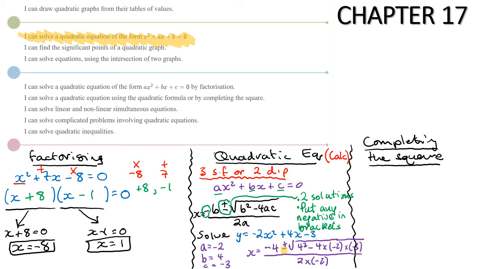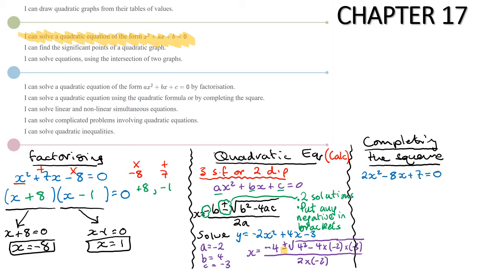Now completing the square is a different way of solving a quadratic equation, and in fact there are questions where it just says complete the square. So what we're going to do, we're going to do one here. So this equation we're going to solve by completing the square. So 2x squared minus 8x plus 7 equals 0.